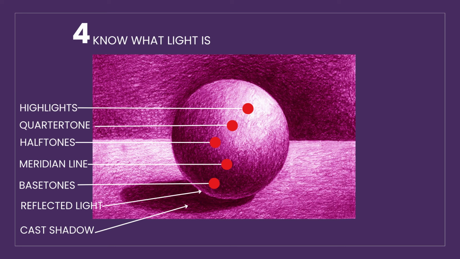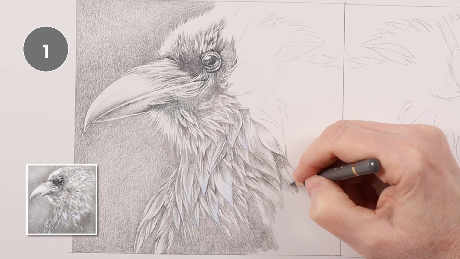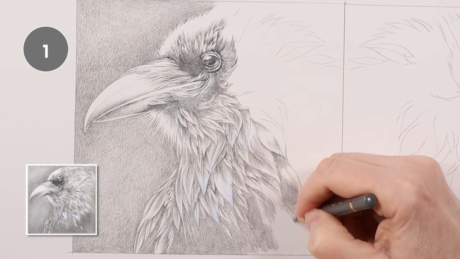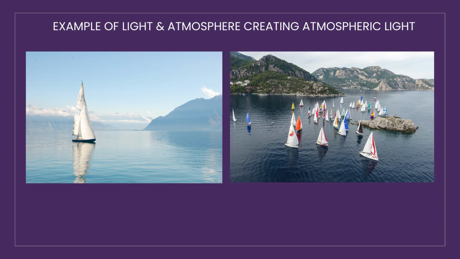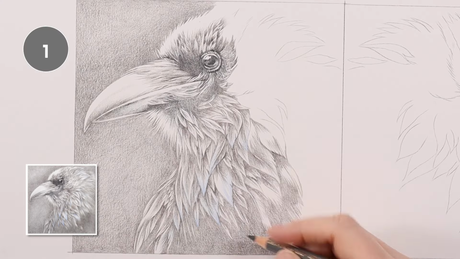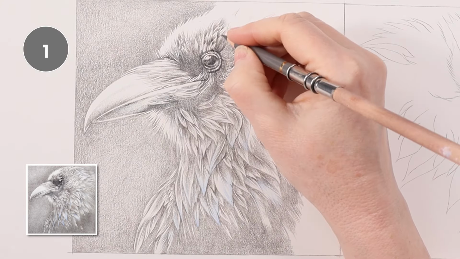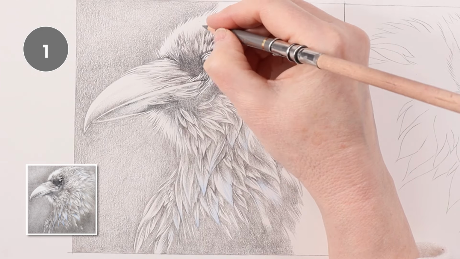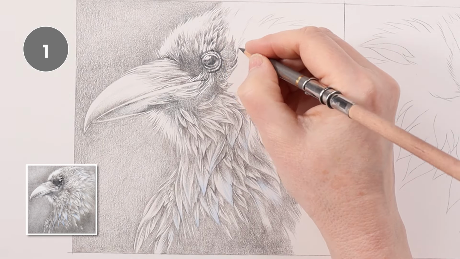And number four, know what light is. Knowing even the basics of light is great. Some easy terminology is the brights are highlights and the shadows from subjects are cast shadows. Some ideas and examples of how values work with natural light are things like atmospheric perspective or atmospheric lighting, where objects in the distance appear lighter and less detailed. Use lighter values and softer edges for distant objects to create the illusion of depth in your drawing.